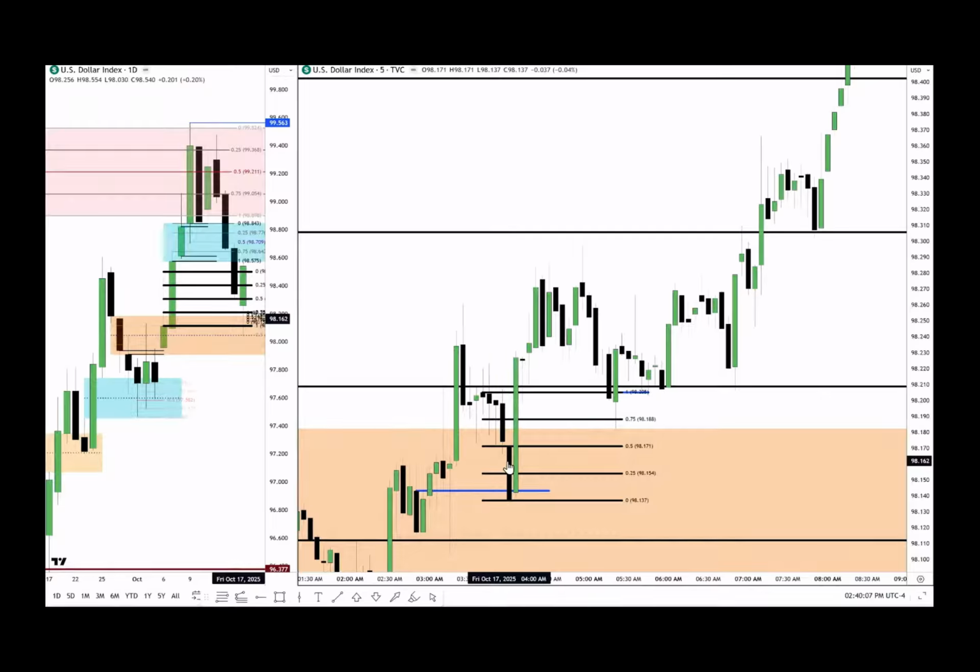So now I just taught you when there's a series of candlesticks that make up an order block, how do you use the information? This is how you use the information.